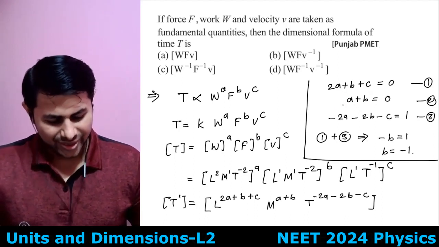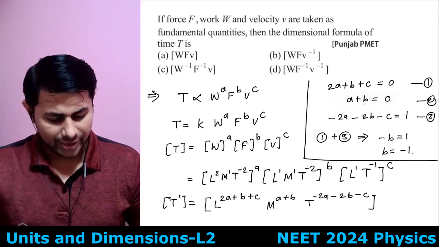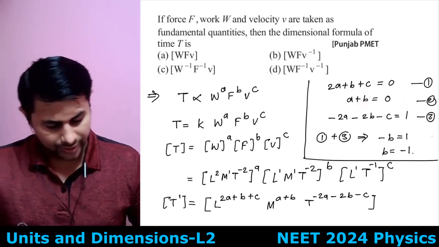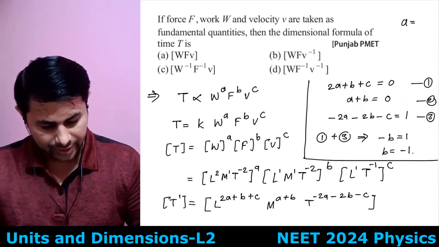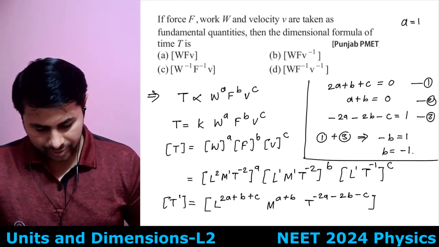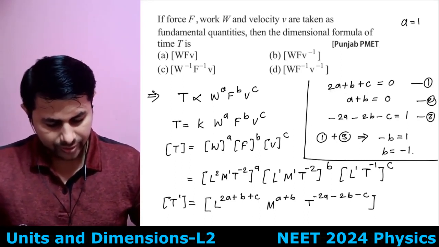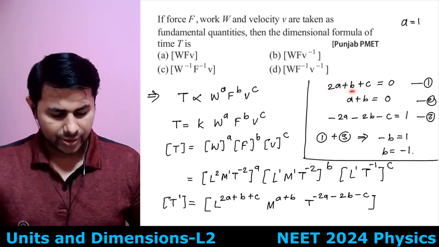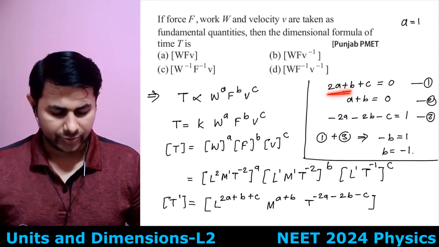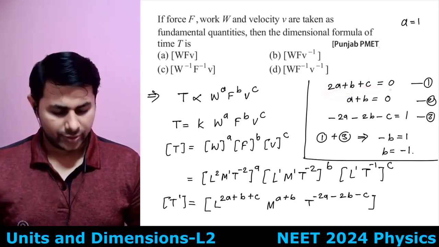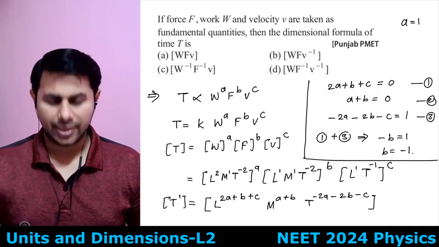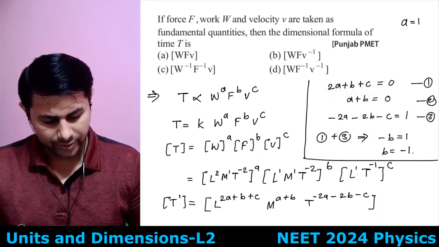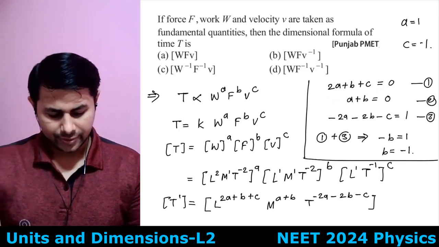In the second I can substitute B equals minus 1, so I get A is equal to 1. Let's write it here, A equals 1, and substituting that in the first equation, it is 2 times A, so 2 times 1, 2, plus B, that is 2 minus 1 is 1, plus C is 0. So 1 plus C is 0, that means C is equal to minus 1.